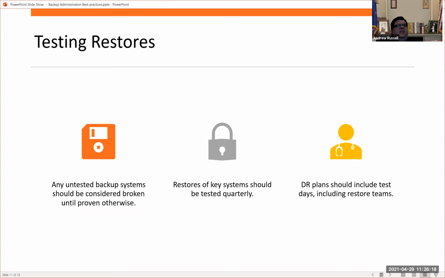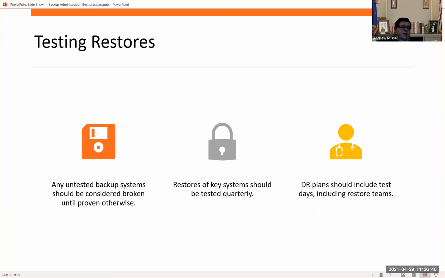Restores of key systems should be tested quarterly. When I say quarterly, it used to be a yearly recommendation. This is something that's changed with ransomware. Backups are a lot more important to your infrastructure. So restores of key systems should be tested quarterly, just in case you have a massive change on your infrastructure or you've changed your backup solution.